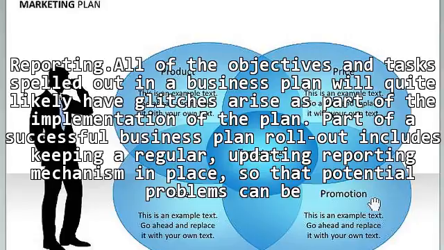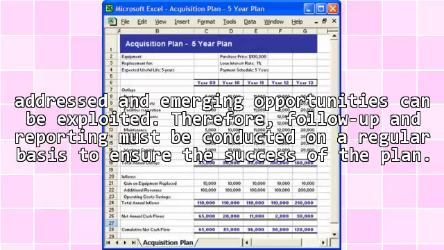Part of a successful business plan rollout includes keeping a regular, updating reporting mechanism in place so that potential problems can be addressed and emerging opportunities can be exploited. Therefore, follow-up and reporting must be conducted on a regular basis to ensure the success of the plan.